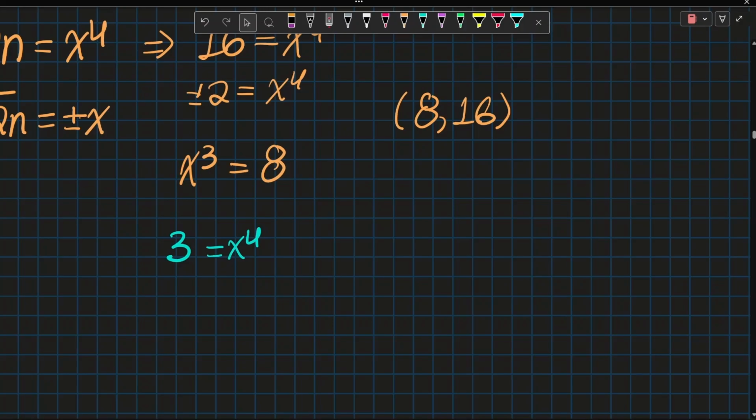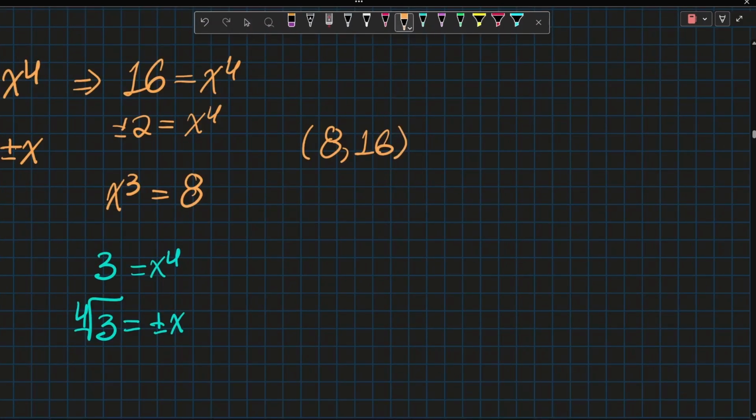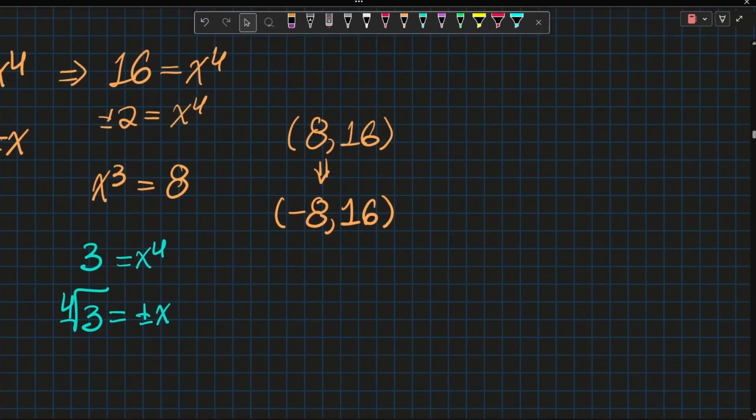Now, what can we do? That means that we must have the 4th root of 3 is equal to x, right? Or plus or minus. So what does this mean for us? Going back to here, this means that we have two possible pairs, negative 8, 16, and 8, 16.